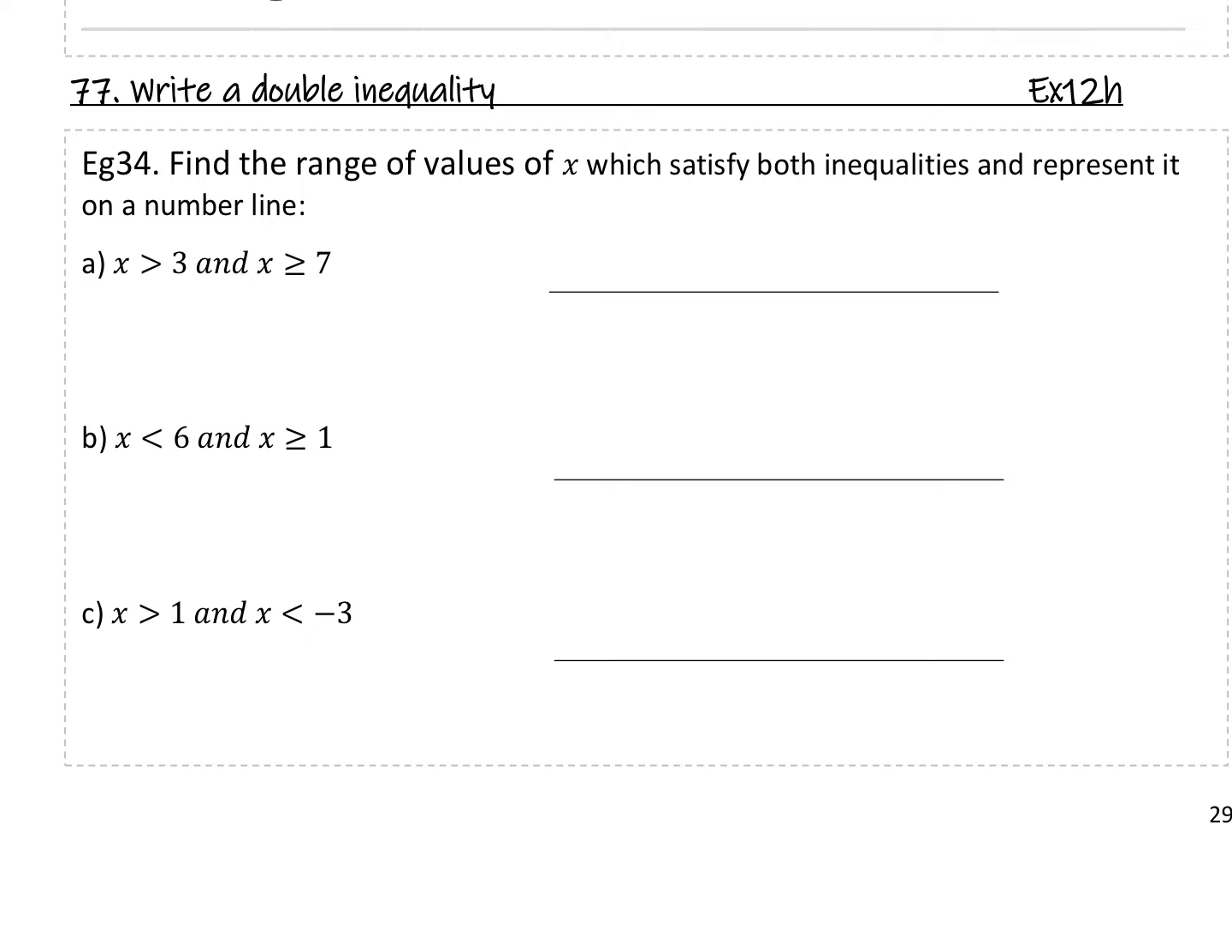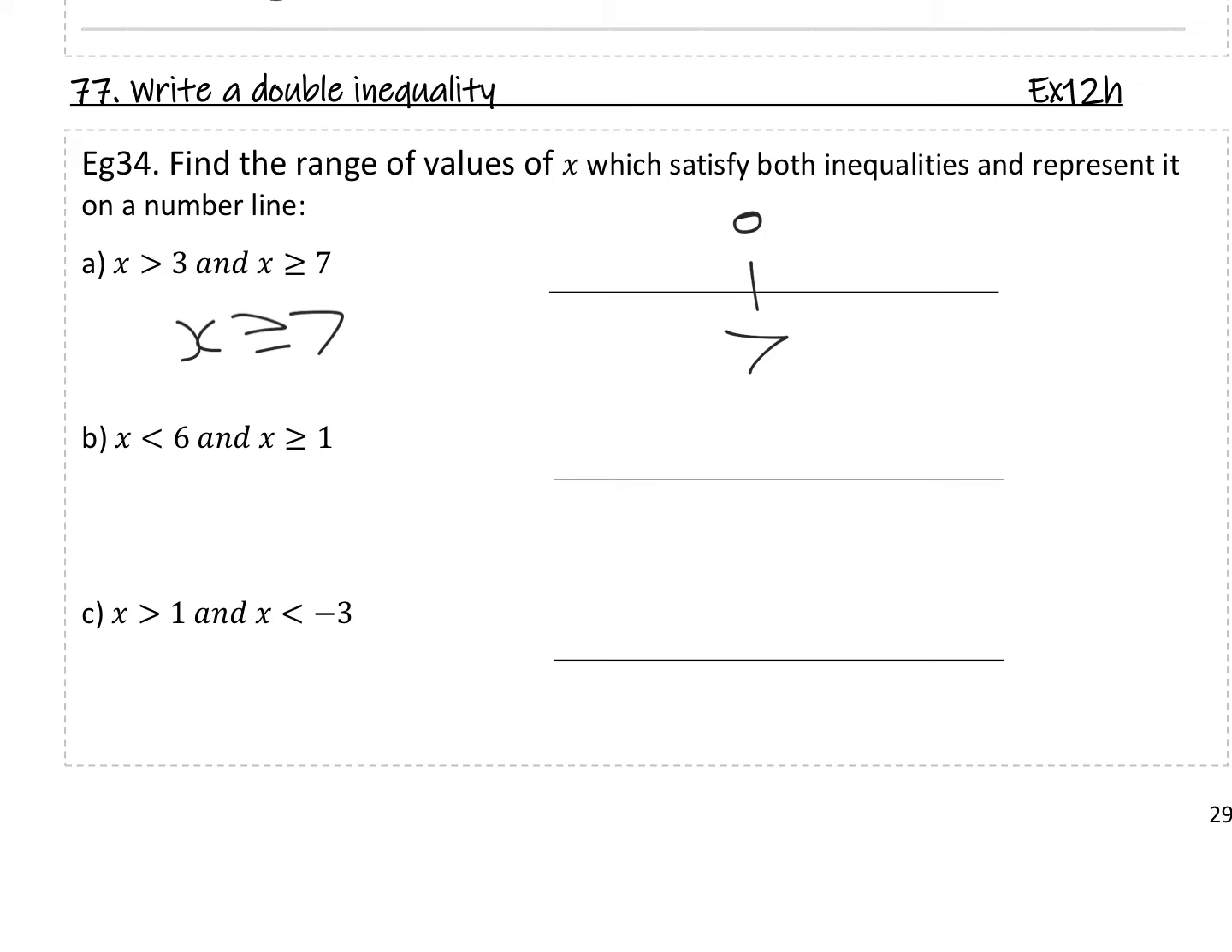on a number line. So in part A, x has to be greater than 3, so it could be 4, 5, 6, 7, 8, 9, 10, and so on. But x also has to be greater than or equal to 7. So the numbers 4, 5, and 6 are not possible because of this one. So the answer is simply that x has to be greater than or equal to 7.